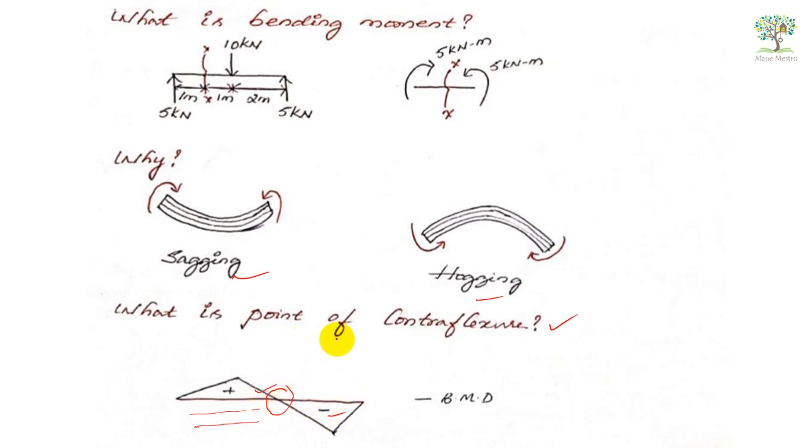Okay, so how we can define the point of contraflexure: it is the point where the bending moment changes its sign from positive to negative.